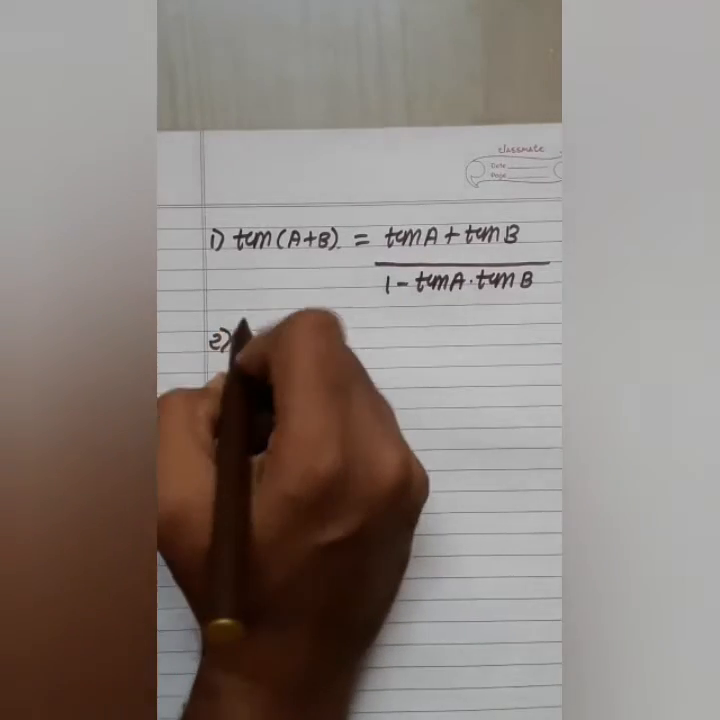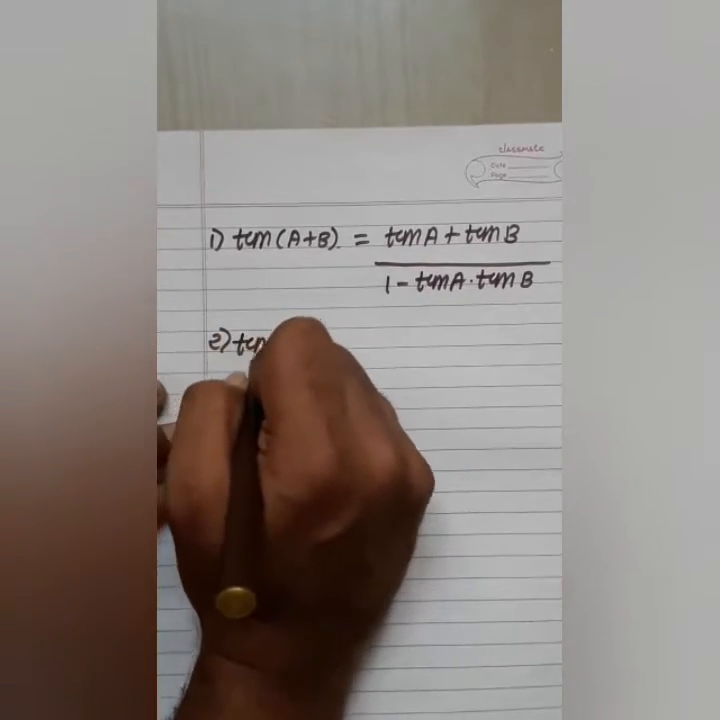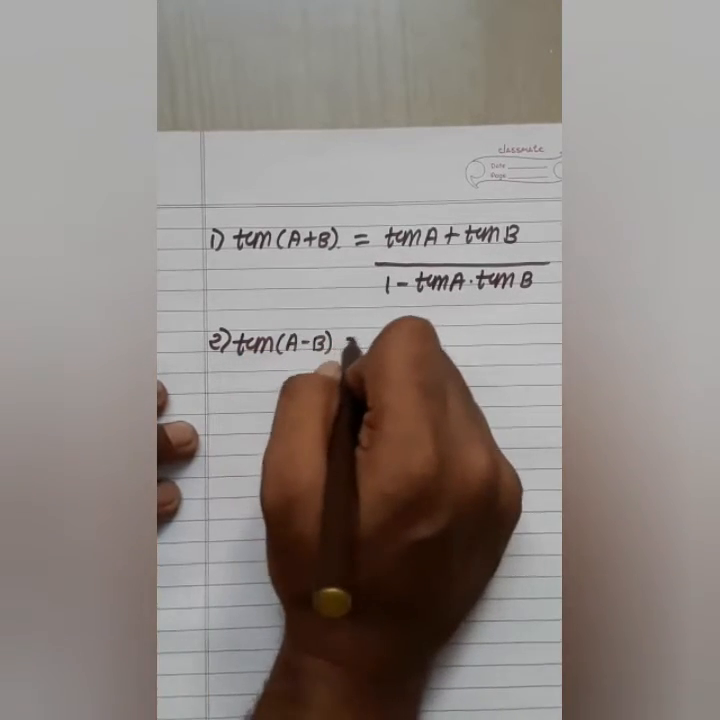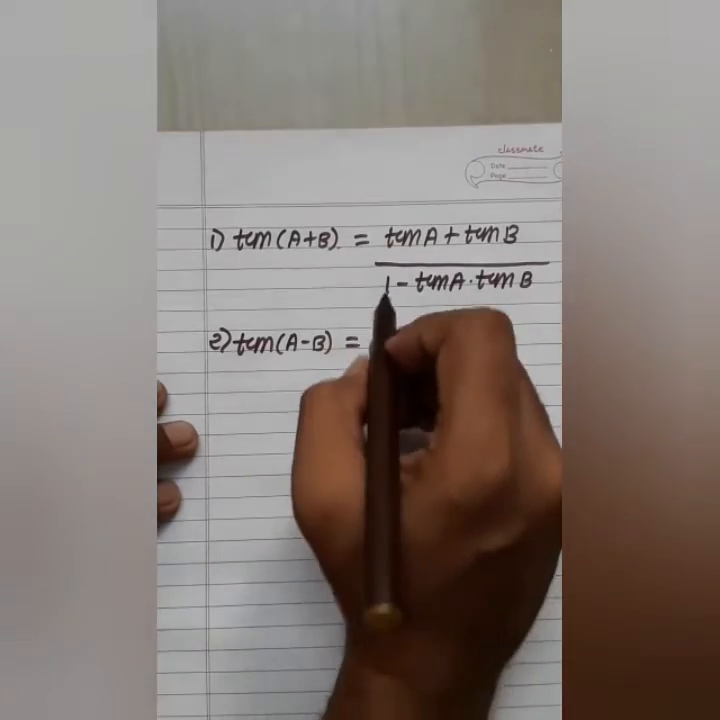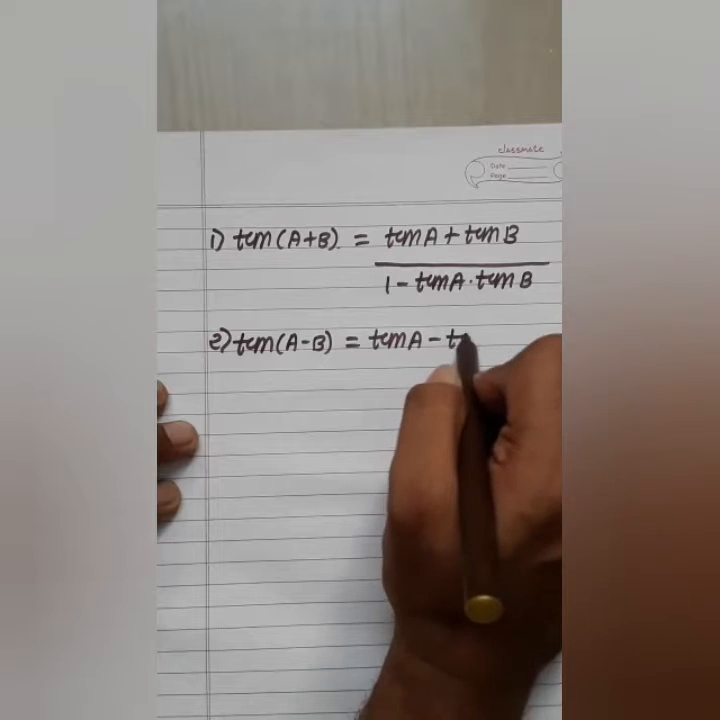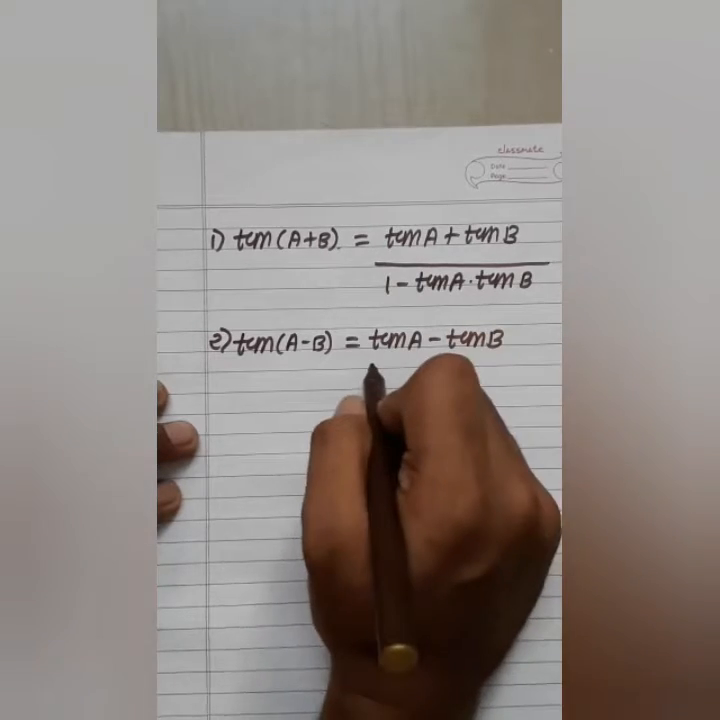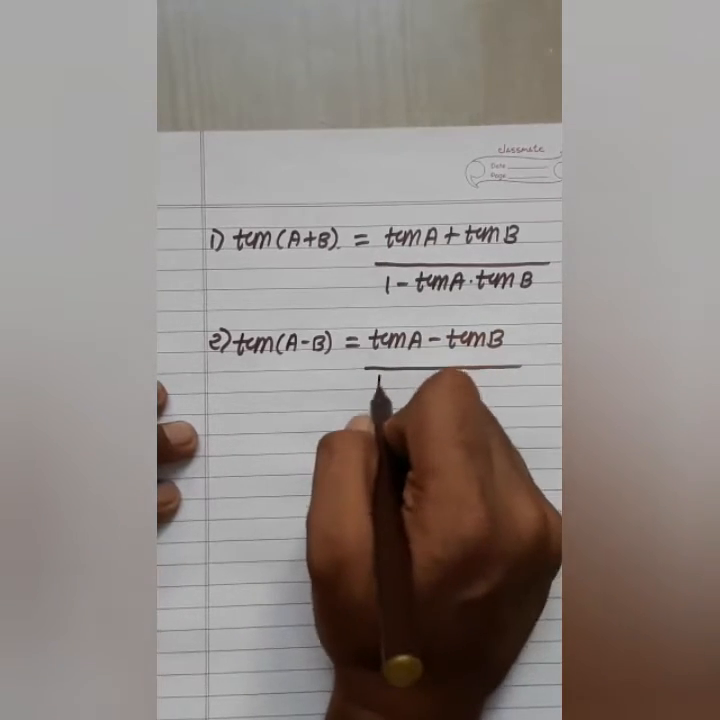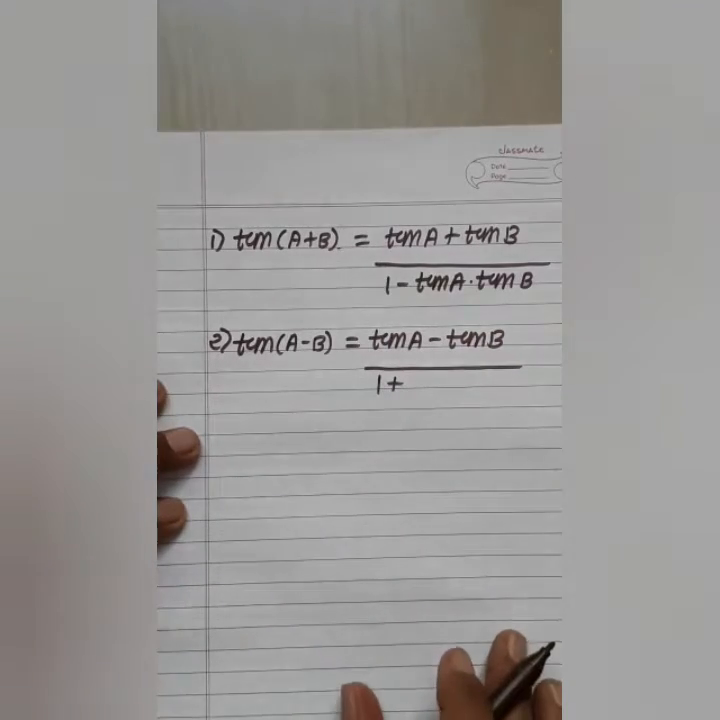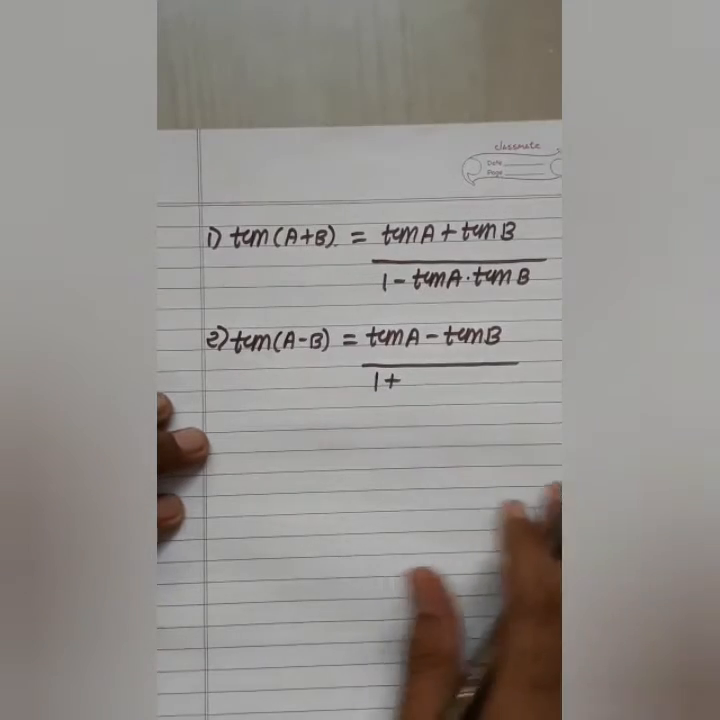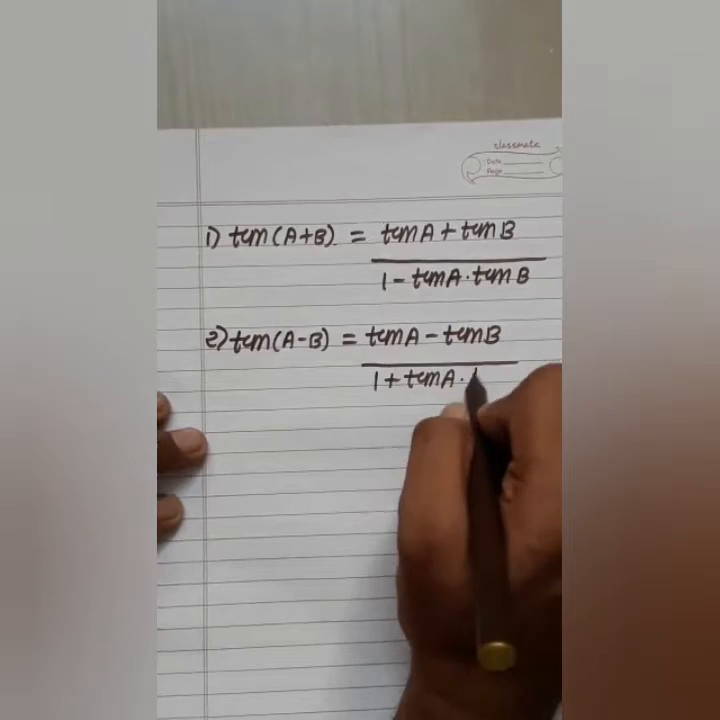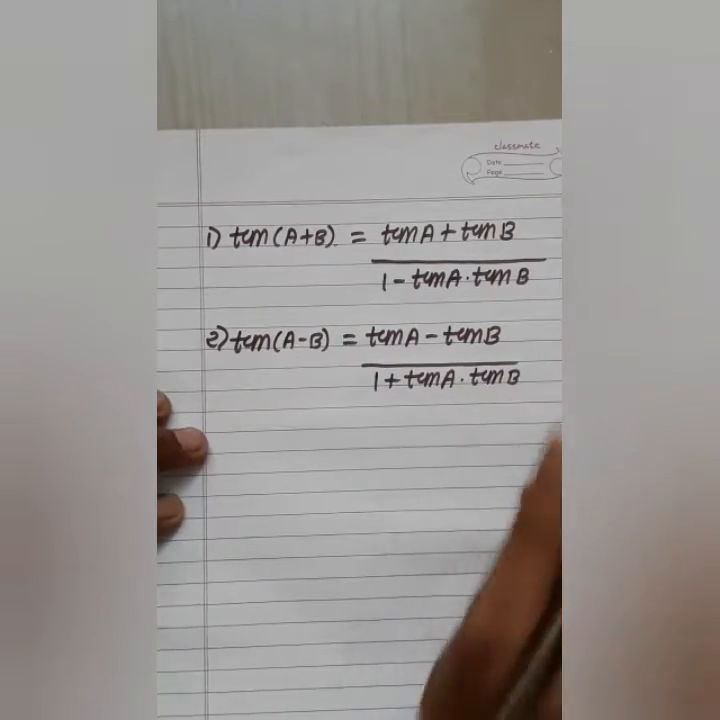Second formula, with a minus sign in place of plus. Tan(A-B) is equal to (tan A minus tan B) upon (1 plus tan A tan B). In the numerator a minus sign is present, so in the denominator we write a plus sign: 1 plus tan A into tan B.